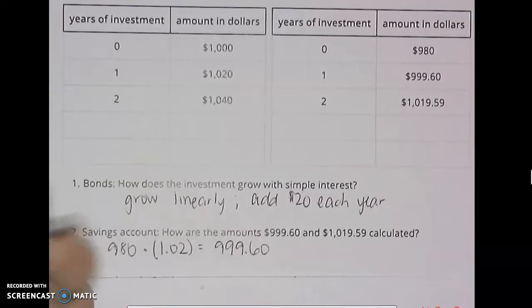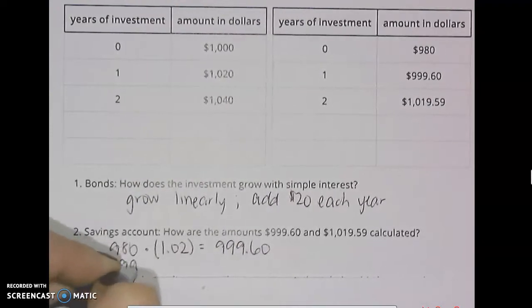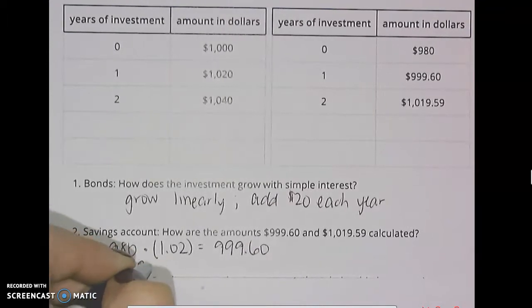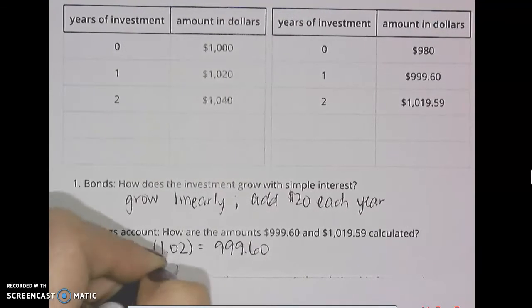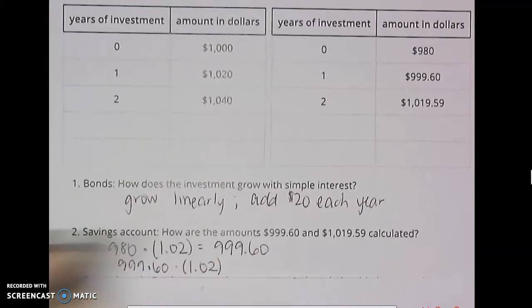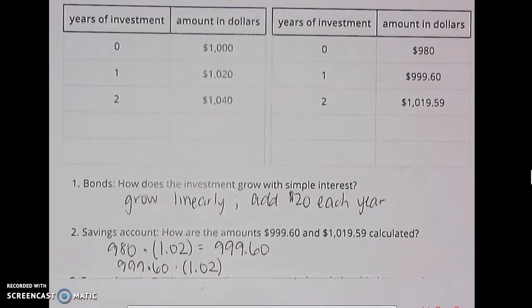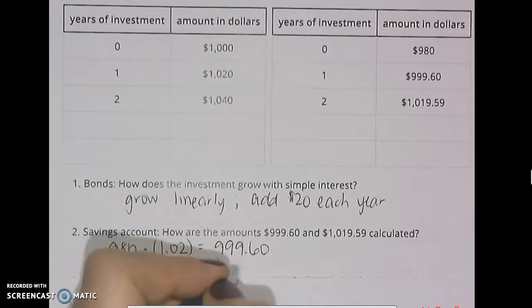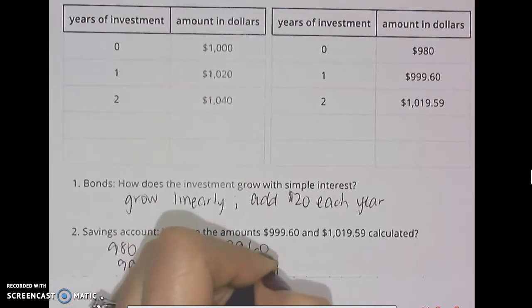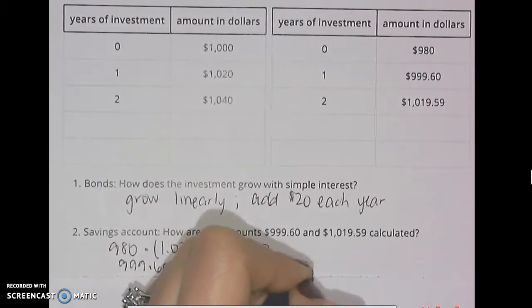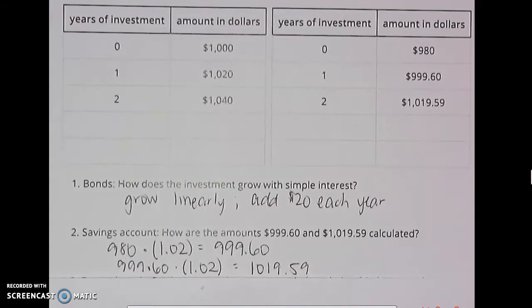Well, then the next year, they would start with that $999.60, and we multiply that by 1.02 because we're getting 2% compound interest there. And when you do those calculations, you get $1,019.59. So that's where those things are coming from.